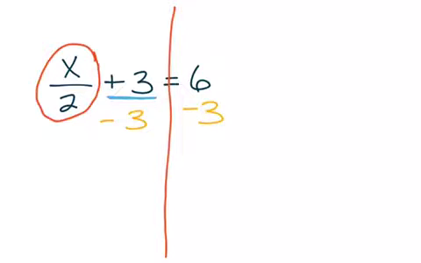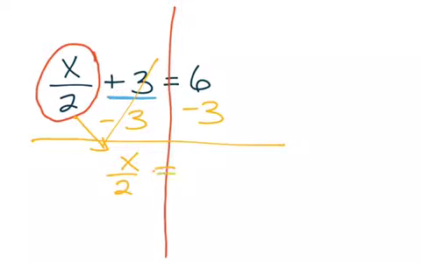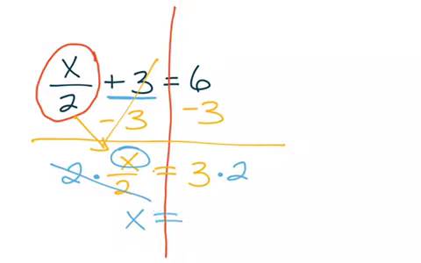And positive 3 minus 3 cancels out. That's going to be 0. And I'm left with x divided by 2 equals 3, because 6 minus 3 is 3. And then my final step: I have a number divided by 2 equals 3. Well, the inverse of division is multiplication, so we're going to multiply both sides by 2. These 2's will cancel. I have my x left over. 3 times 2 is 6.